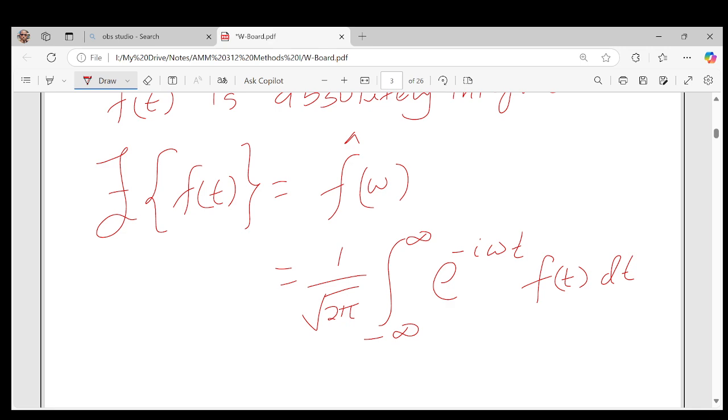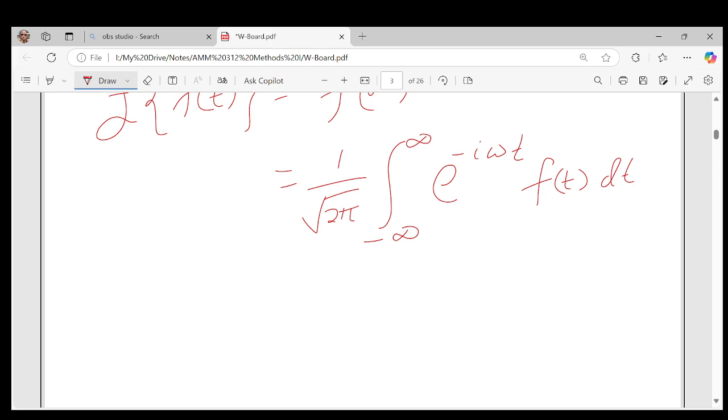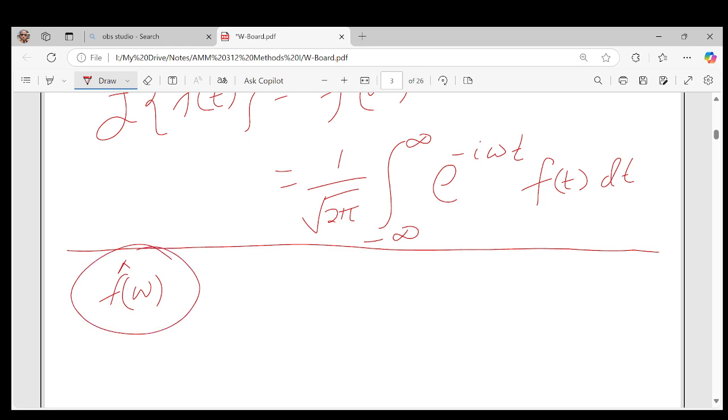So t represents time. Omega is the frequency, which is the inverse of time. Now, under suitable conditions, f of t can be reconstructed when we have the Fourier transform. We shall use this notation to denote the Fourier transform of f of t. So if f hat omega is given, then under suitable conditions it is possible to reconstruct f of t, the time domain, using what we call the Fourier inversion formula.